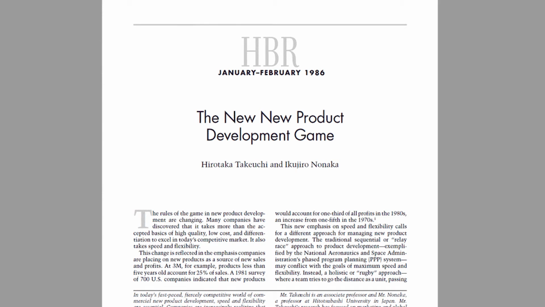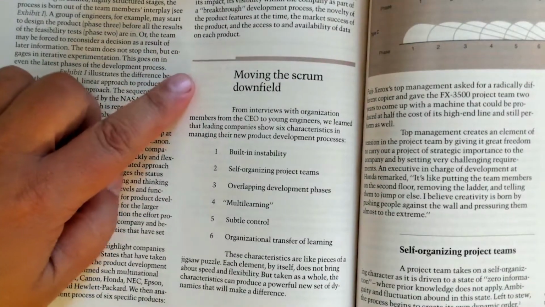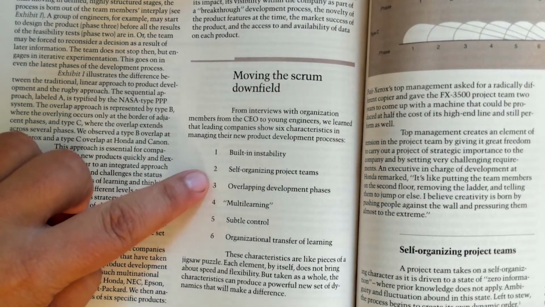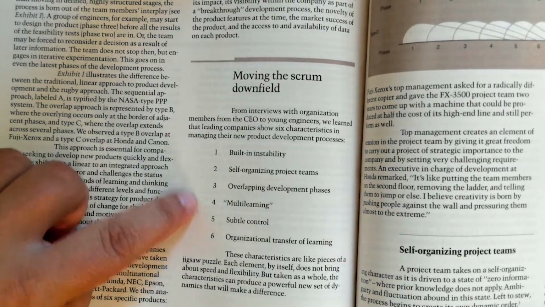So the authors went on to maintain that these leading companies were doing something different. In fact, they were doing six things. In the section called Moving the Scrum Downfield, they pointed out six characteristics that these companies were exhibiting. And among them was the idea of overlapping development phases.